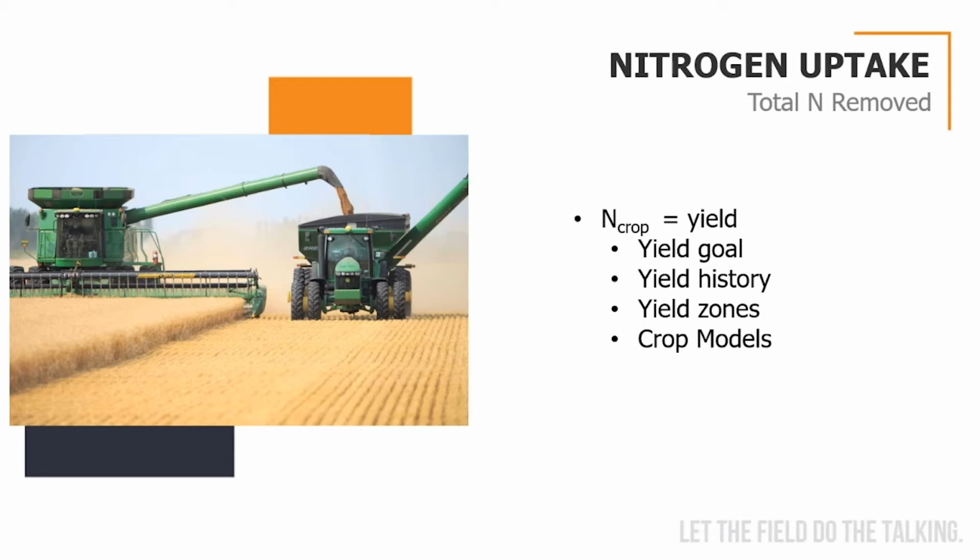Yield history would be more data analytics, such as including that yield monitor data or even some stability analysis. Yield zones would be taking that information, that data, and creating zones based on that yield information. But how stable is your yield across that field? Is it always going to be 85 bushel plus or minus 5 bushel, or is it going to be 85 bushel plus or minus 30 bushel?